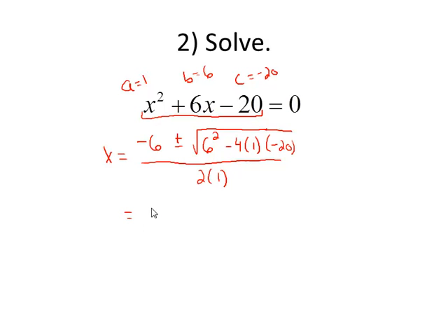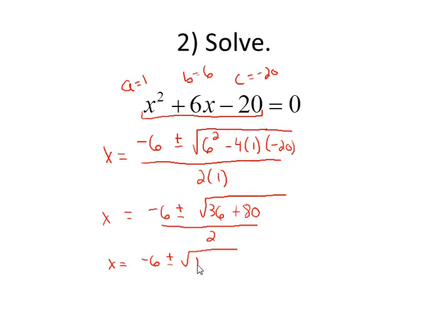Let's simplify the radicand, negative 6 plus or minus, and I'll do this in 2 steps this time. 6 squared is 36. This works out to be plus 80, all divided by 2. So we have negative 6 plus or minus the square root of 116 divided by 2.